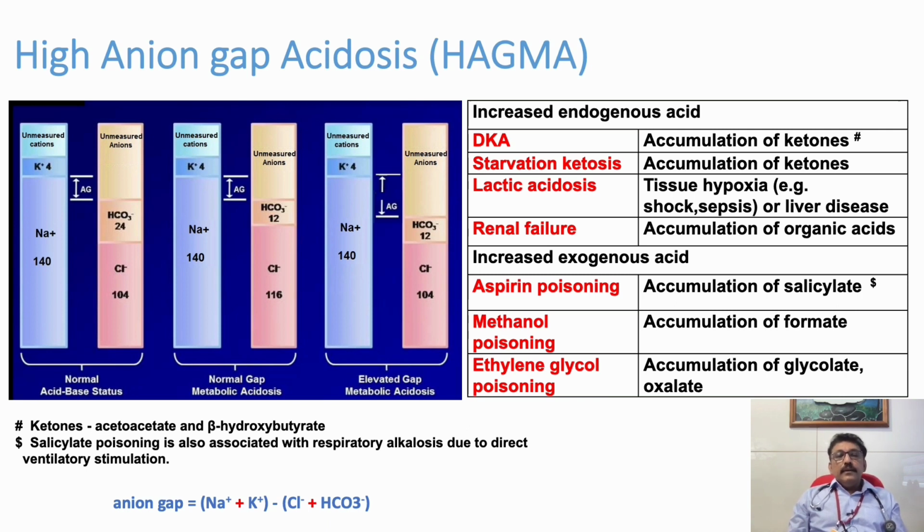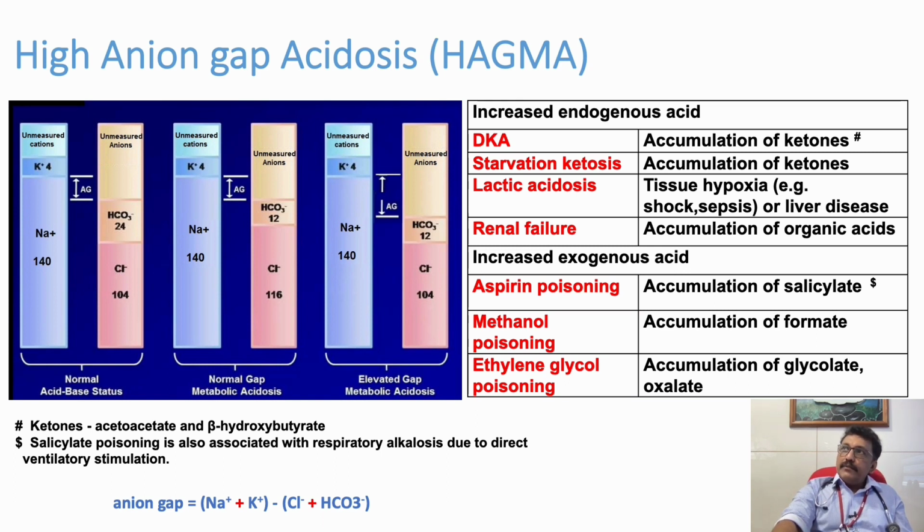That means there are some unmeasured anions or other ions in the blood that we are not routinely measuring, but that can produce all these complications. That will tell you the patient is having some problem like DKA, or lactate, or uremia, or methanol, ethylene glycol poisoning, or aspirin poisoning. So that can be easily picked up by high anion gap metabolic acidosis. Afterwards, depending on the clinical scenario, suppose somebody is having metabolic acidosis, the anion gap is very high, and his lactate is very high, it means it is lactic acidosis.